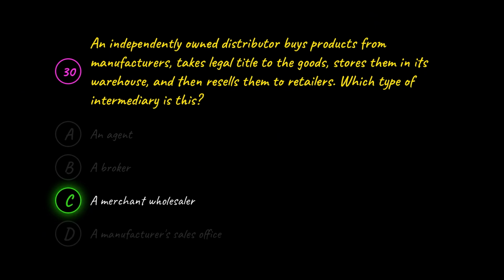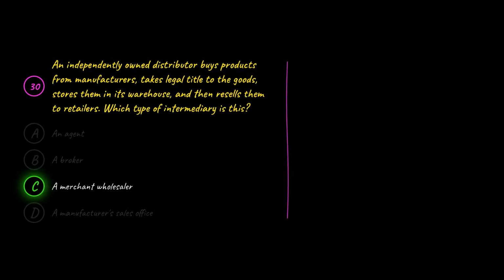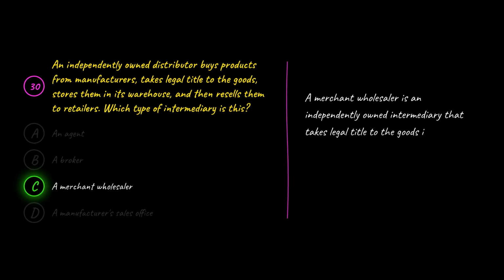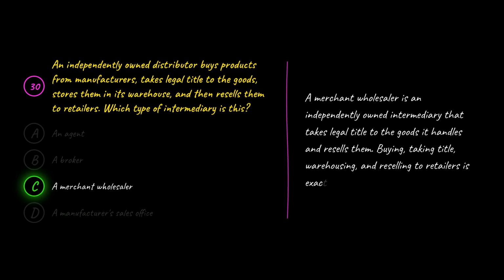The correct answer is C. A merchant wholesaler. C is correct because a merchant wholesaler is an independently owned intermediary that takes legal title to the goods it handles and resells them. Buying, taking title, warehousing, and reselling to retailers is exactly what a merchant wholesaler does.